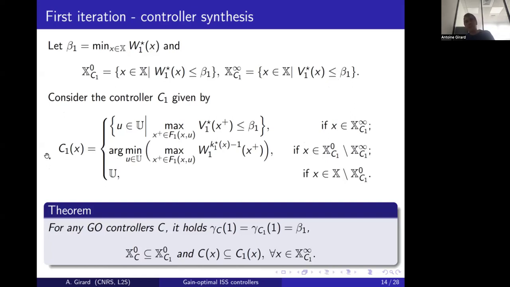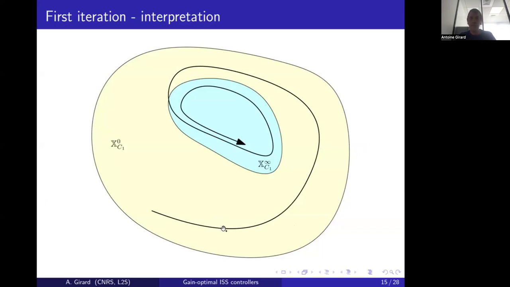So what I can show is that for any controller that is gain optimal, the value of the gain function for alpha equal 1 will be the same as for this controller C1. And moreover, the set of initial states that are controllable for my system will be a subset of the initial states. The basin of attraction will be included in the basin of attraction of this controller. And even more important, in the attractor, the set of inputs that is given by the gain optimal controller will be a subset of the control inputs that are given by this controller. So I will use that later, but for now, let me somehow just explain what we do.